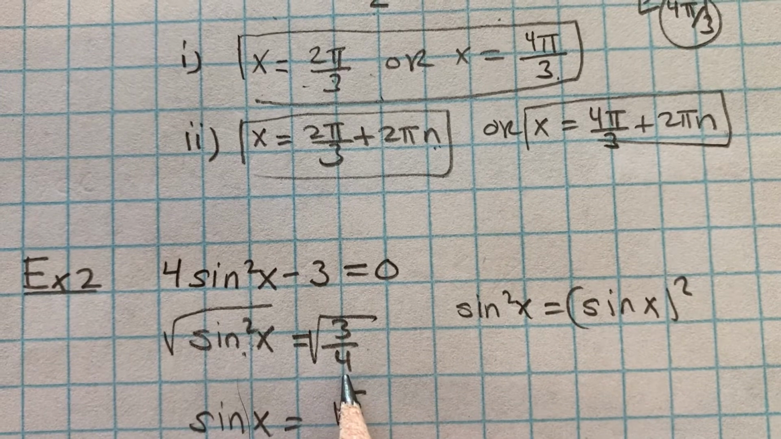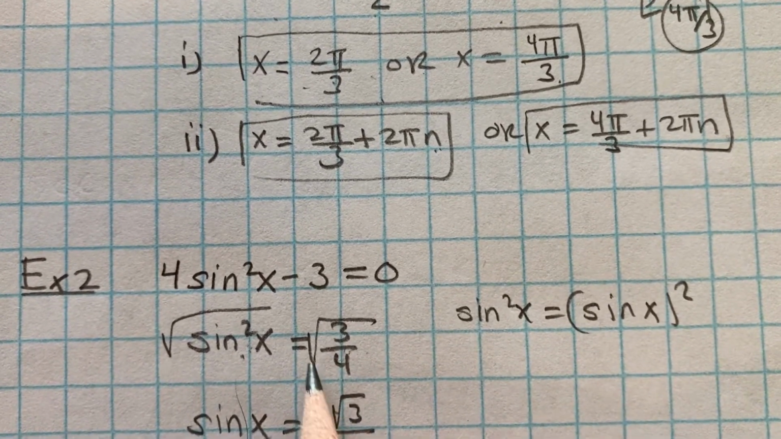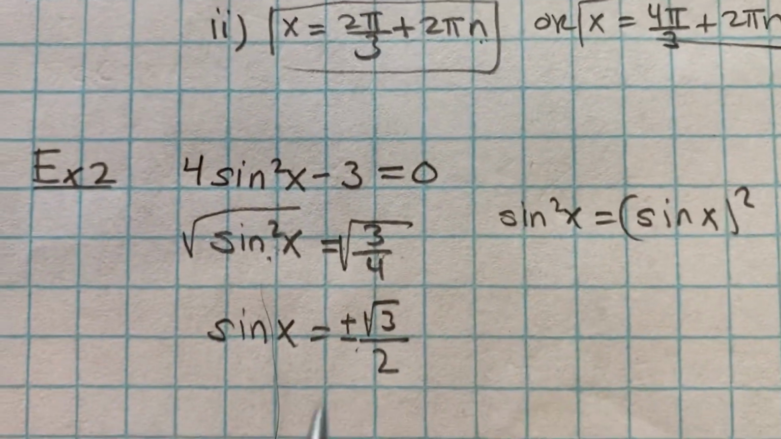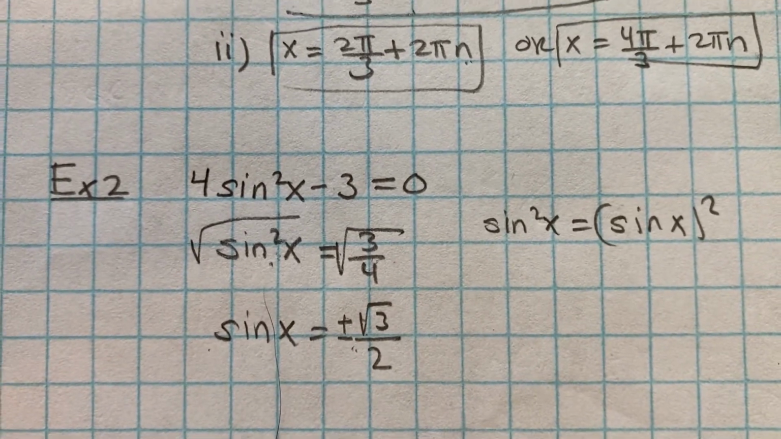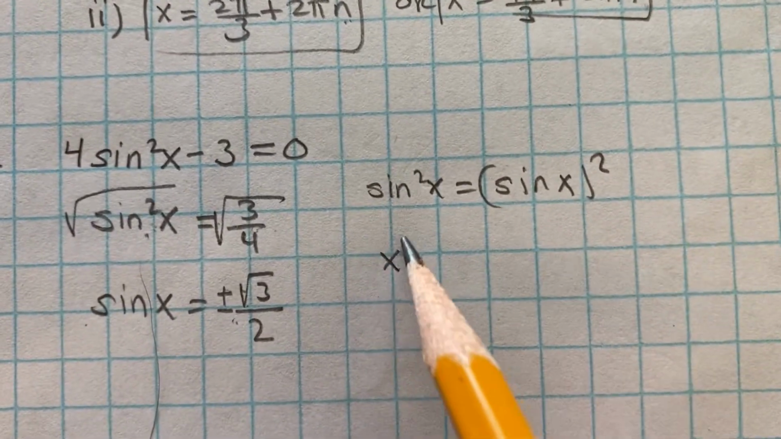Now, root 3 over 4, if I simplify it, the square root of 4 is 2. And also keep in mind, you have to write plus or minus. Sine x is equal to plus or minus square root of 3 over 2, right? When you solve square root equations, you have to put plus or minus. And I explained to you guys why that is.